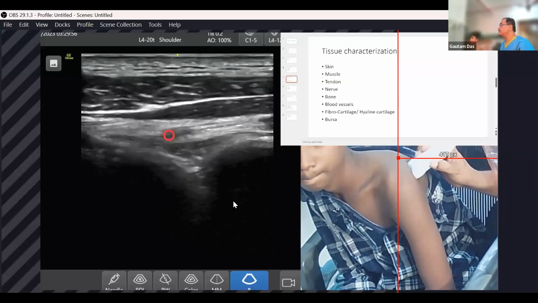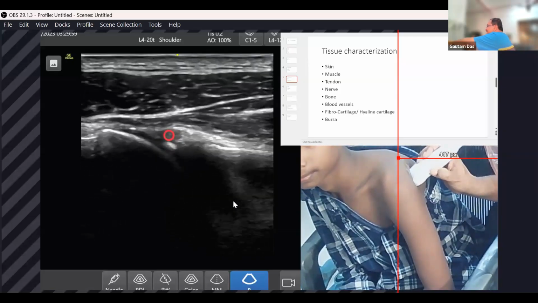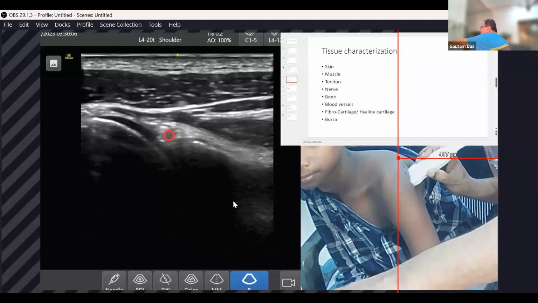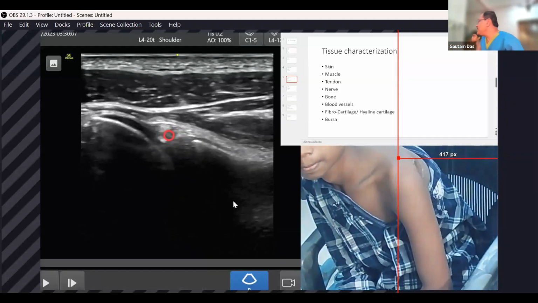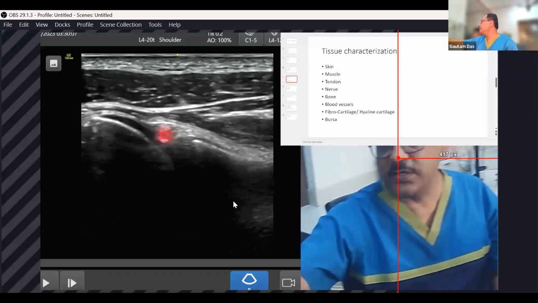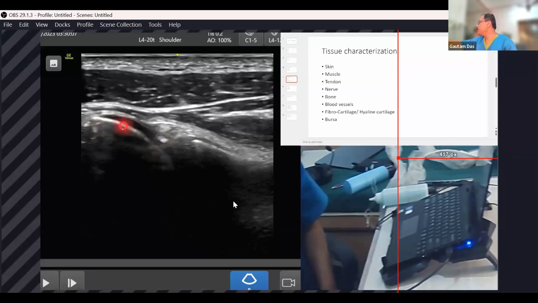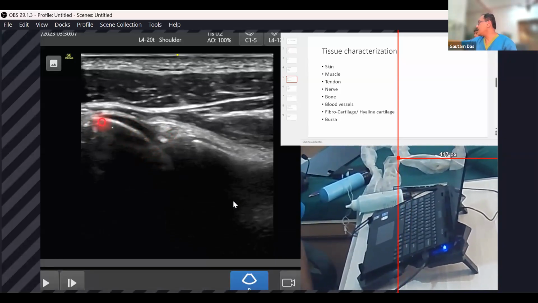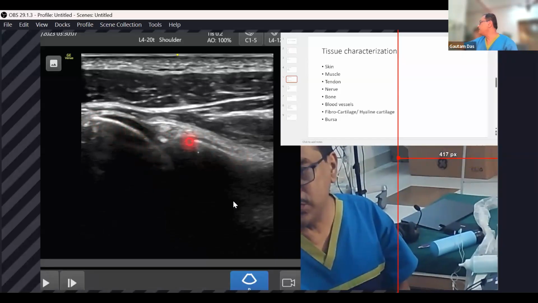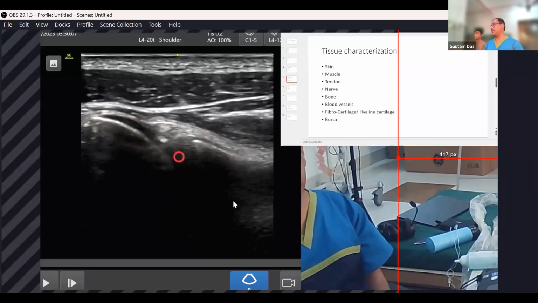So the shoulder. What you can see here is just the shoulder. This is not the shoulder class, just to show you the two types of cartilage here. You see here, this is your humeral head, and this black area is your hyaline cartilage. So hyaline cartilage looks black. This was the glenoid, and this was your labrum, and labrum is your fibrocartilage.